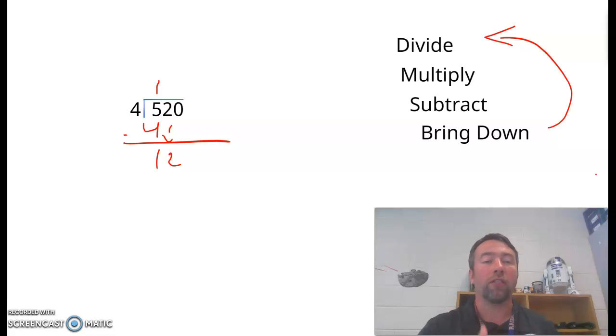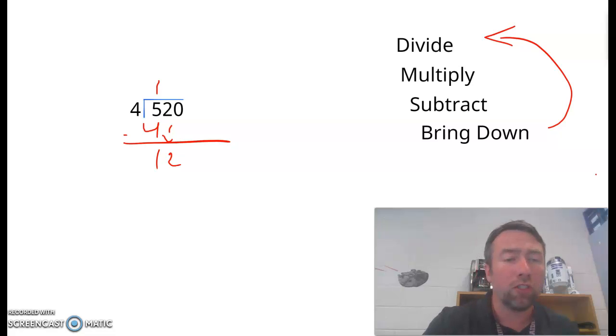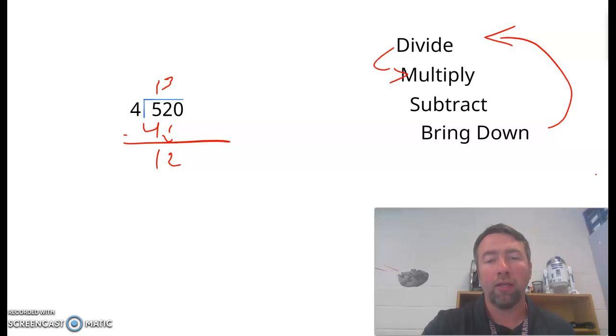So now I'm going to go 4 into 12. 4 goes into 12 3 times. And then once again, we go to multiply. 3 times 4 is 12. And then we go to subtract. 12 minus 12 is 0. And then we bring down.